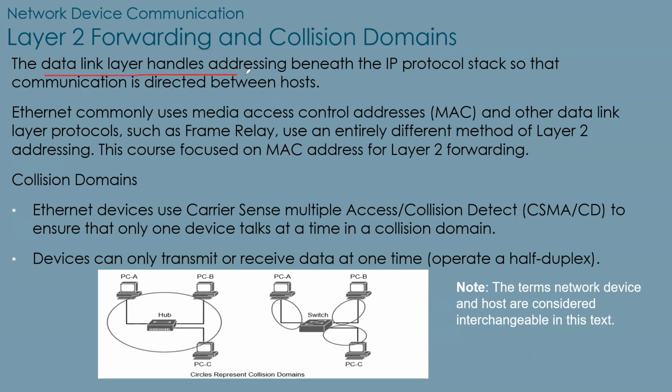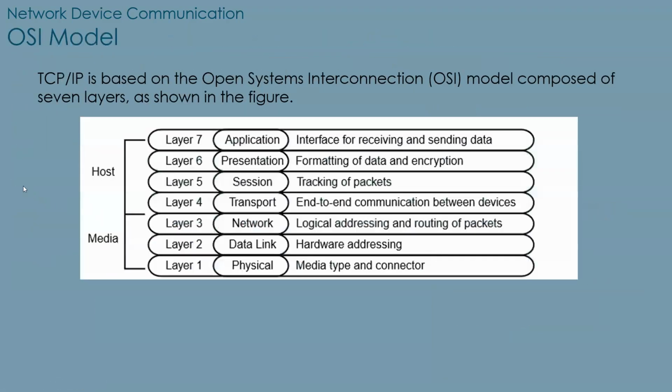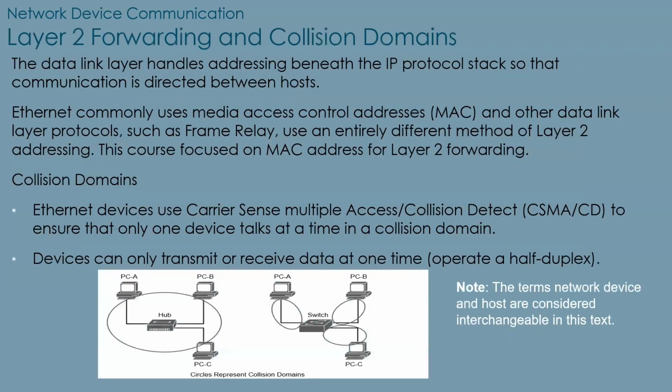Now if you check this, it tells about layer 2 forwarding and collision domains. The data link layer handles the addressing beneath the IP addresses. I will explain this. I already told you that MAC addresses are part of the data link layer. So the data link layer is where you have the MAC address, the physical address. Here you have the IP address, the logical address, right?